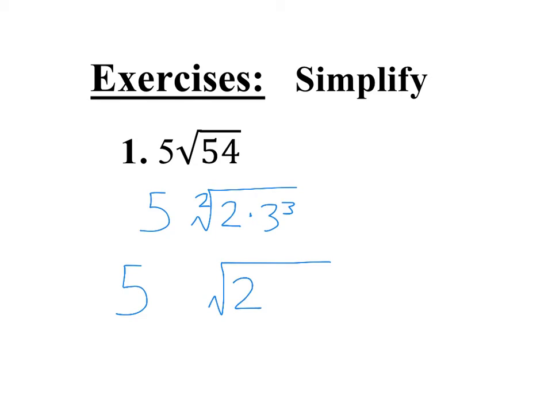We have 3 3s. So what is 3 divided by 2? It is 1 with 1 left over. So this is going to become 15 radical 6.